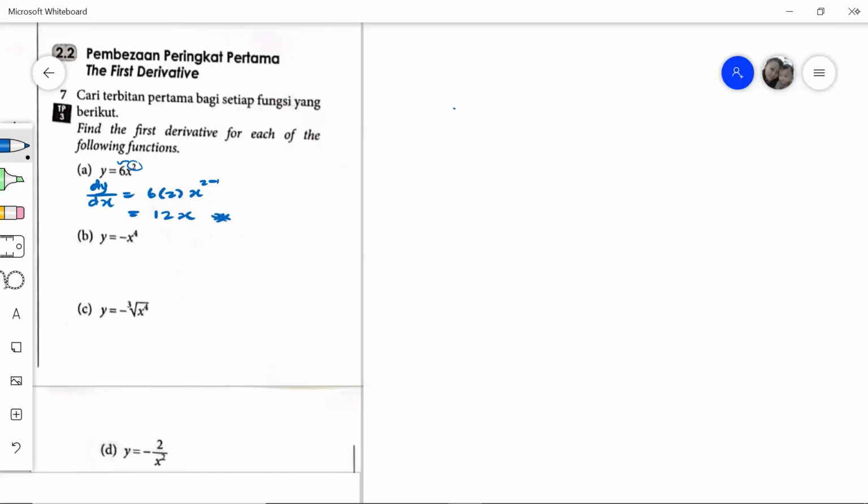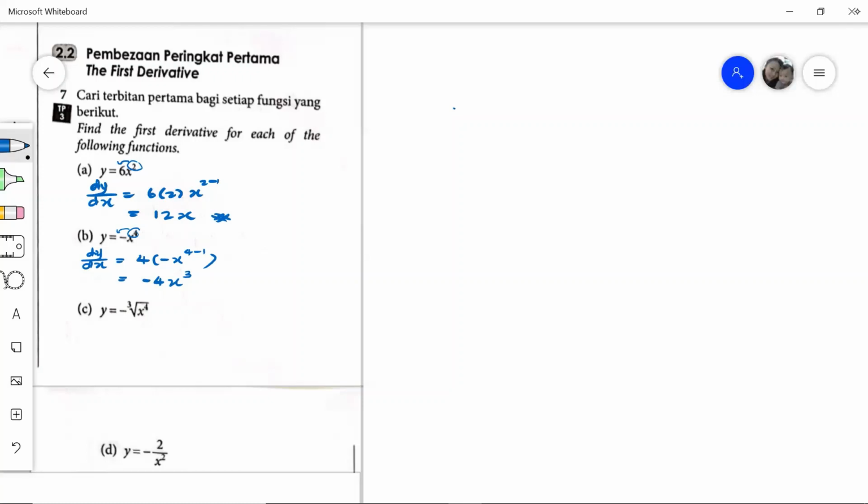Okay, as for b, to find the dy dx, we take 4 down to the front. So 4 times negative x to the power of 4 minus 1. Always reduce the power by 1. So we have negative 4x to the power of 3.